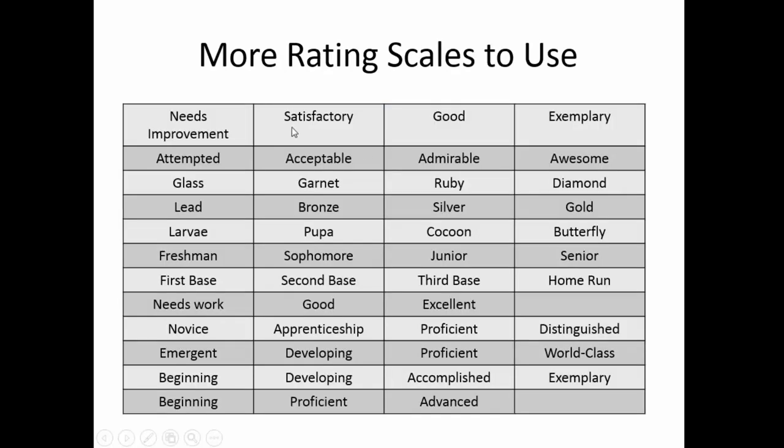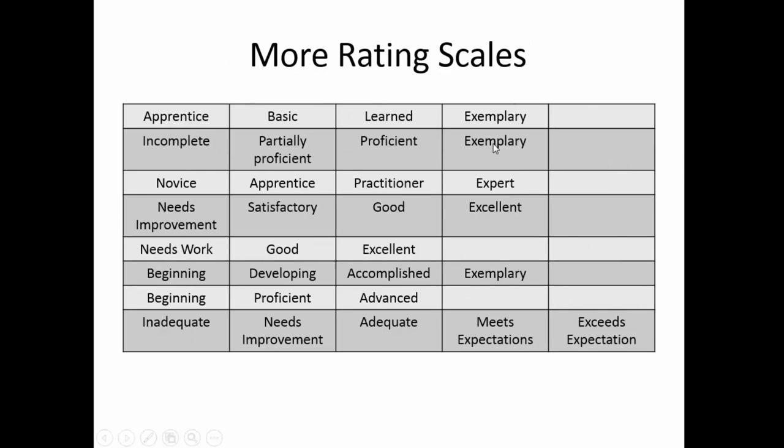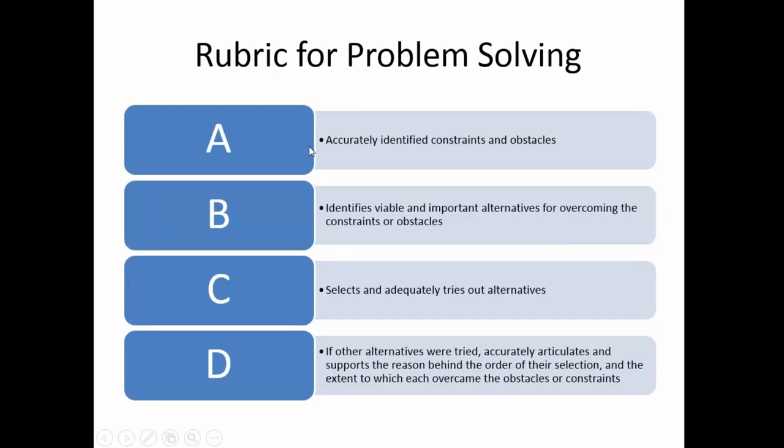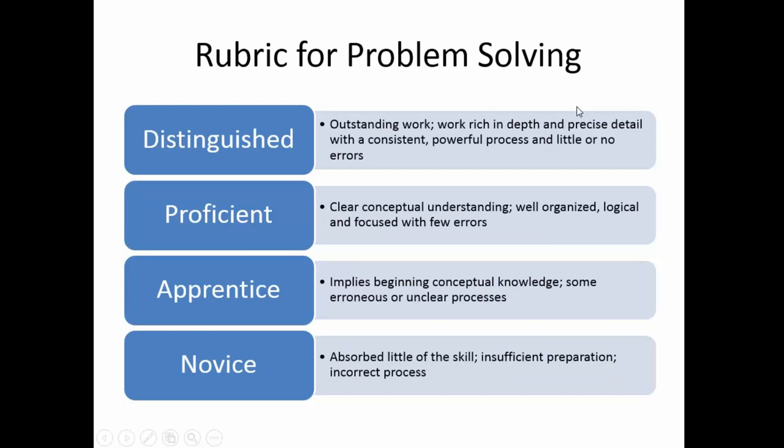Now, if you don't like my highly proficient, competent, there are lots of other ones you can use, and I'll show you where I've got this for you so that you'll be able to see it. But you don't have to use the same ones that I use. Those are ones I tend to use more often, but there are lots of different rating scales that you can use. The one that I use the most is highly proficient, competent, partially proficient, limited, and unable to perform. Problem solving, you may have an A, B, C, and D. Again, what could they do if we're solving a problem? Another rubric for problem solving is distinguished, proficient, apprentice, or novice.